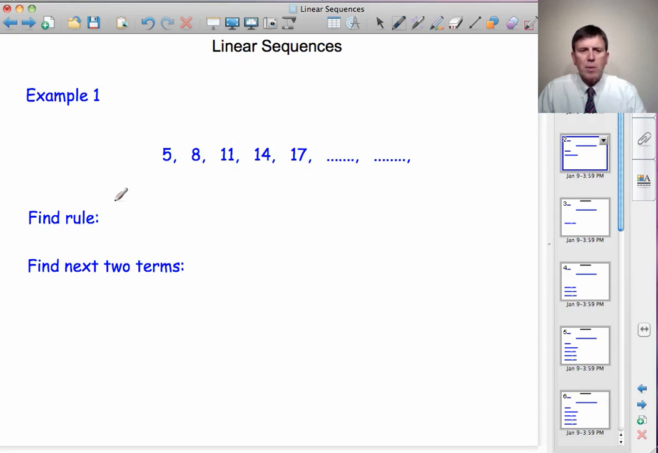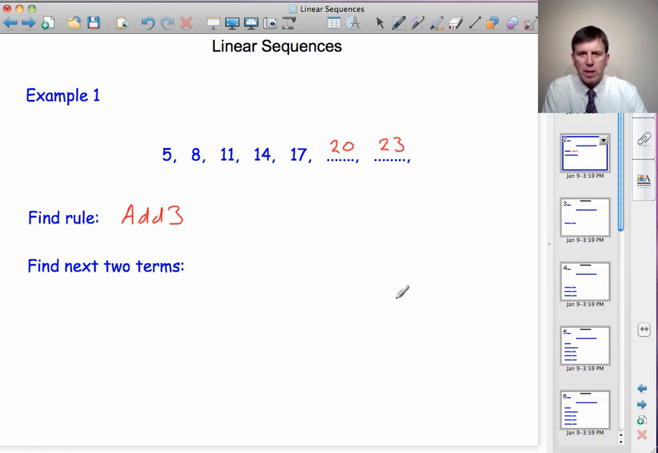So the first thing we need to be able to do is find the rule. So how do we get from 5 to 8 and 8 to 11, 11 to 14? The answer is we add 3. So our rule is add 3. We often ask to find the next two terms in a sequence, so that's just a matter of adding on the 3 to 17. 17 plus 3 is 20, and 20 plus 3 is 23.